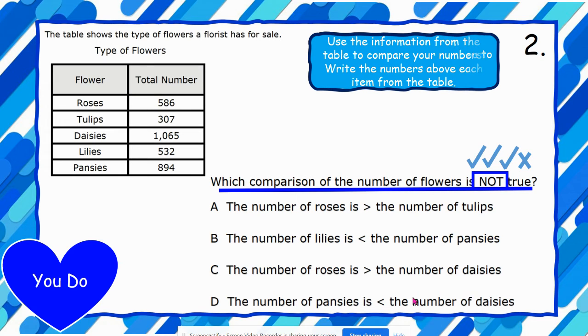All right, same strategies apply. So use information from the table to compare your numbers. Write the numbers above each item from the table. So go ahead and pause your video to do that.